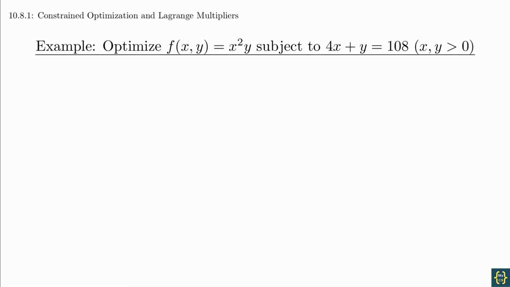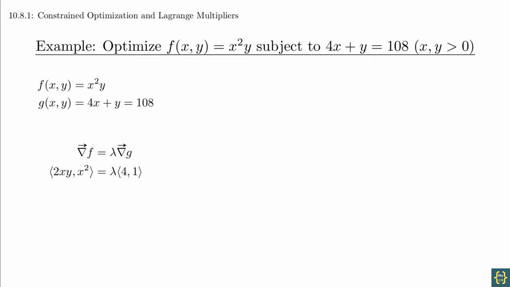I don't quite like how the book does this example, so we're going to briefly overview the steps that I would use to solve the problem. You can pause the video to read the steps line by line, but this is something you should take as an outline and work through the algebra yourself. The function f that we're trying to optimize is x squared y, and the constraint is the equation 4x plus y equals 108. Notice that the function g is the left side of the constraint equation.